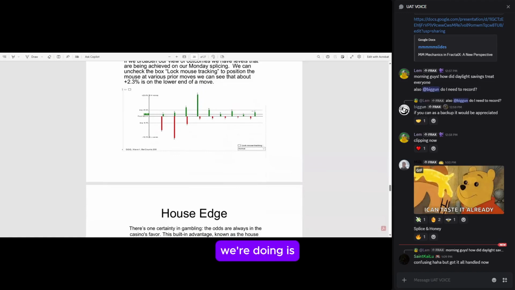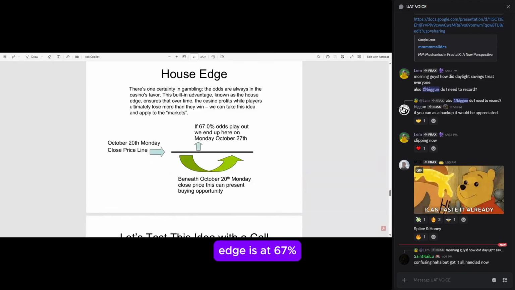So what we're doing is we're treating this like a casino. We're counting cards, so we're getting a house edge. The house edge is at 67%. Just like in a casino, the odds are always in favor of the casino. They're not in the business of losing money.